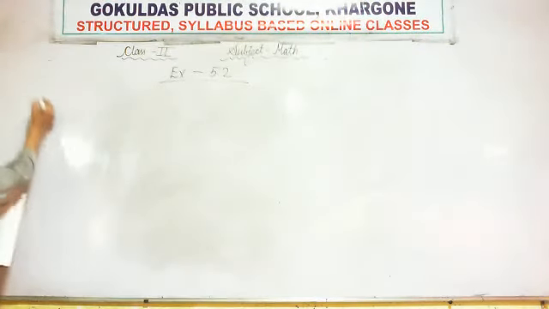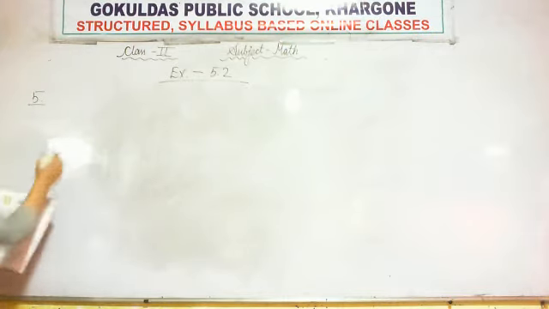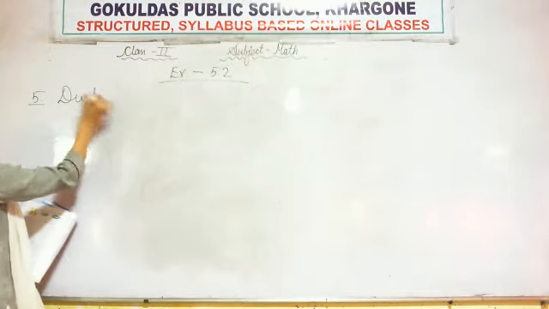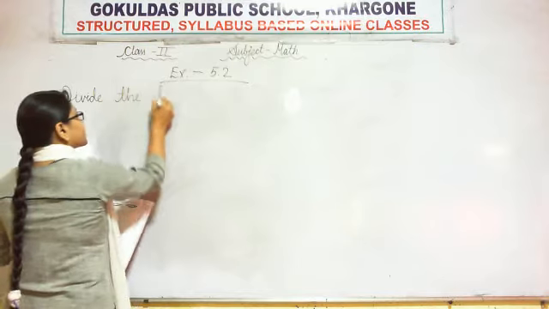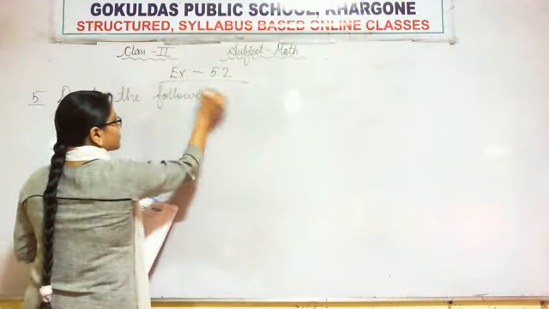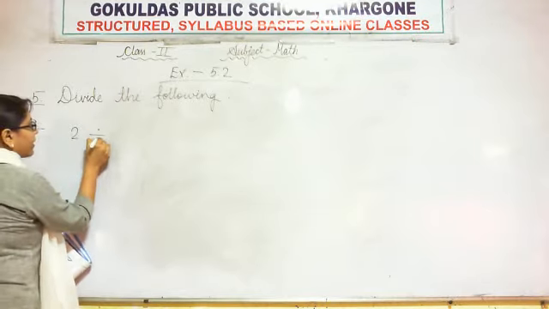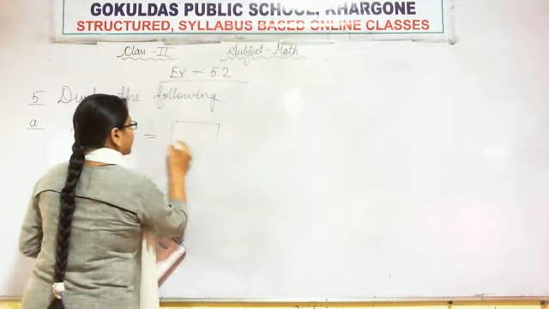Question number 5 is: divide the following. Part A, 2 divided by 2 is equals to blank.